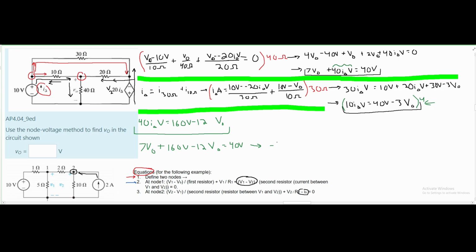So we're going to have a negative 5 V naught. We're going to subtract 160 volts from both sides, and we're going to get that this is equal to negative 120 volts. If we plug this into a calculator, we're going to get that our V naught is equal to 24 volts. And this is the answer for this problem.